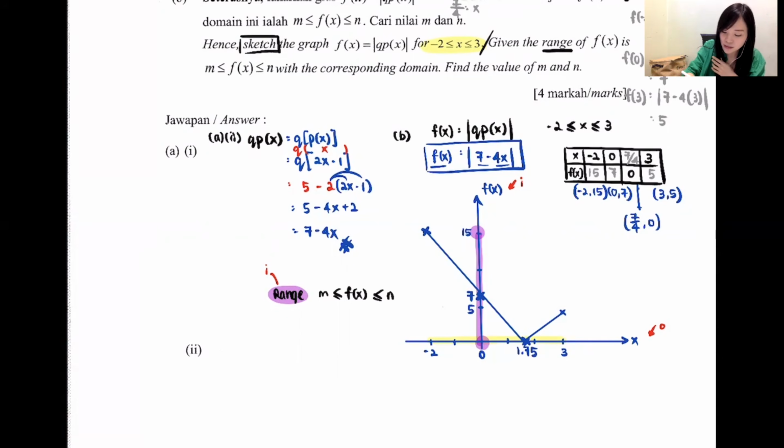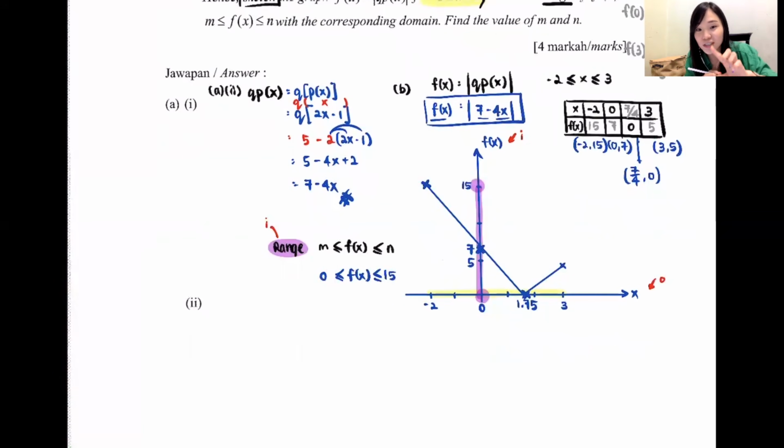Isn't it from 0 until 15? And that is for f(x) also. So isn't your f(x) from 0 until 15? And guys, you see, they tell you the f(x) is from M to N. But when you look at the graph yourself, you know the f(x) is actually from 0 to 15. So now, they're going to find the M and N answer?